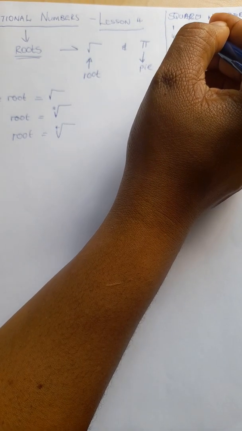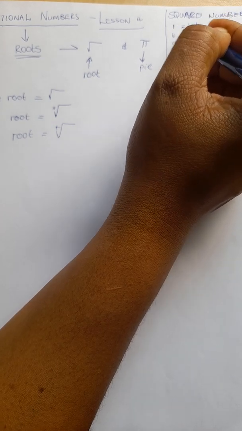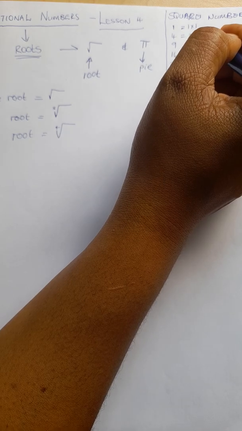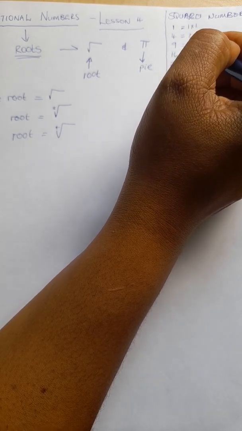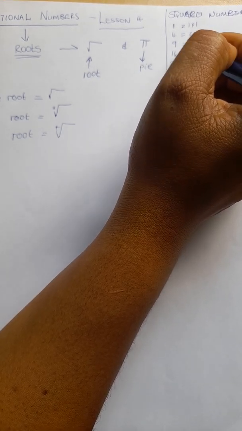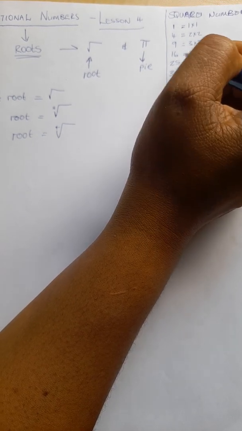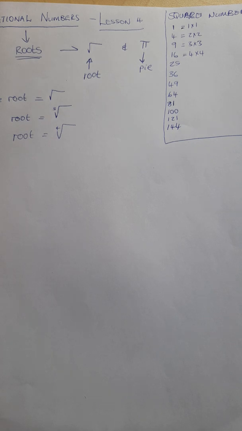These numbers are squared, okay? Because if we multiply 1 by 1, we get 1. If we multiply 2 by 2, we get 4. If we multiply 3 by 3, we get 9. If we multiply 4 by 4, we get 16. I said you need to know this, guys. I think by now you know them.